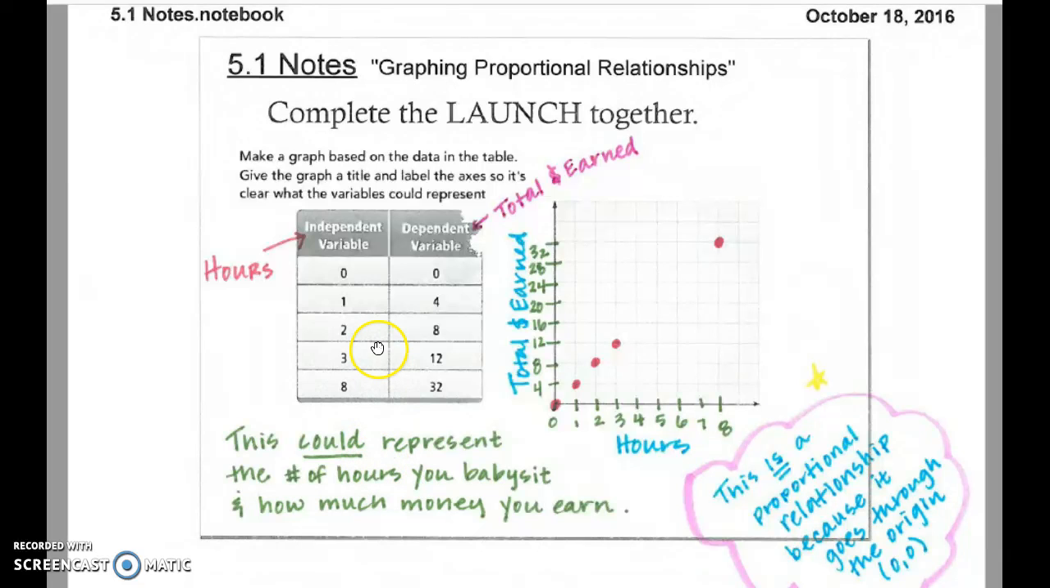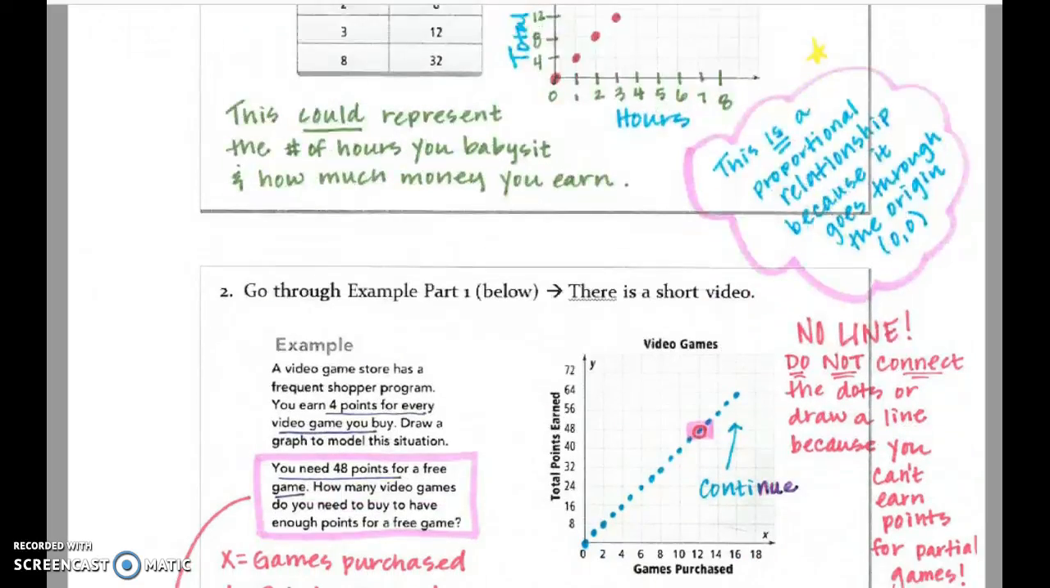Now, this could represent, like I said, the number of hours you babysit and how much money you earn. So I graphed the point 0, 0 because if you start at 0, 0, obviously you can't make any money unless you babysit. Then over 1 up 4, over 2 up 8, over 3 up 12, etc. So this represents, again, the total amount earned possibly from babysitting. This is what's called a proportional relationship. All proportional relationships go through the origin or through 0, 0. Ta-da! Moving on to the next one.